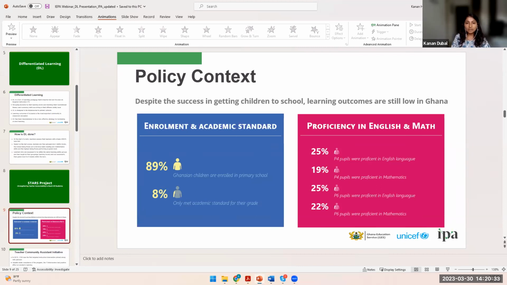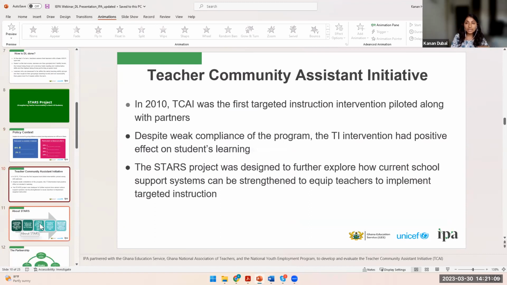With these gaps in learning outcomes among primary students, it highlighted the heterogeneity in the primary school classrooms. Strict adherence to the official level of curriculum causes some students to fall further behind, with learning gaps growing each year. One promising way to enhance teaching quality and learning outcome in developing countries is targeted instruction, teaching at the knowledge level of the student instead of the grade level. And this was done through a study in Ghana called Teacher Community Assistant Initiative, or TCI, which was piloted in 2010. So TCI was like a predecessor to STARS.